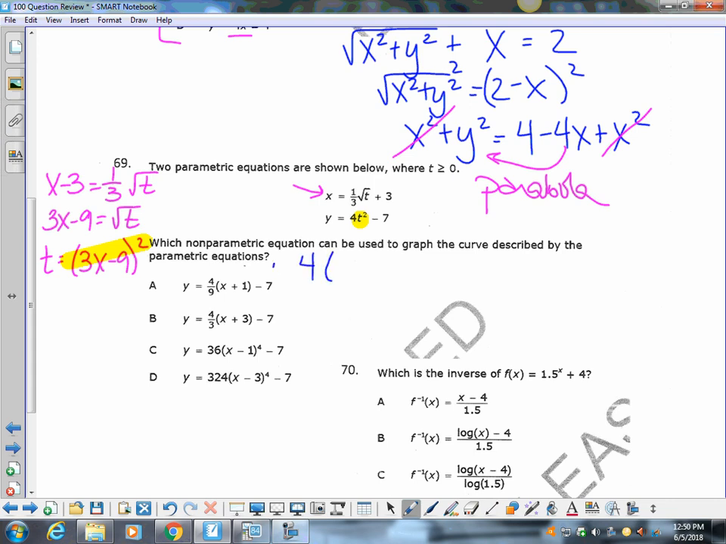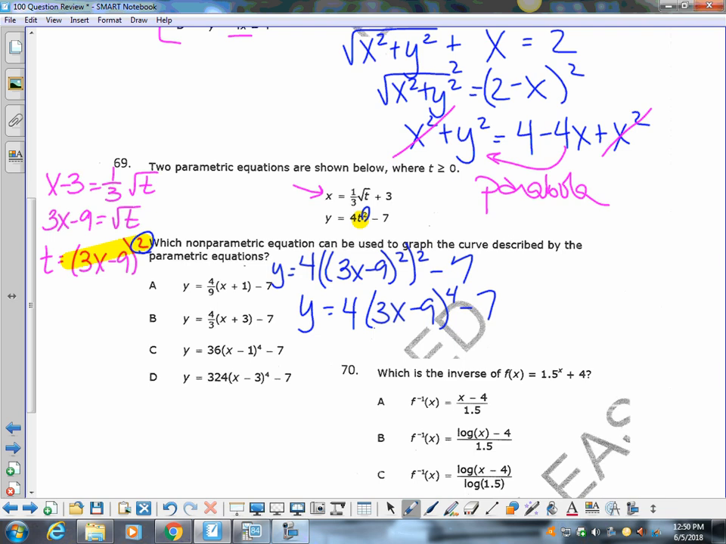So y equals 4 times 3x minus 9 squared. 1 squared is from here, and 1 squared is from there, minus 7. So now, I know that when it's a power to a power, I multiply. Okay, so I should be done. And they all have the minus 7 on the end, but they have some other stuff going on in the front and in the parentheses. So they've adjusted it somehow.